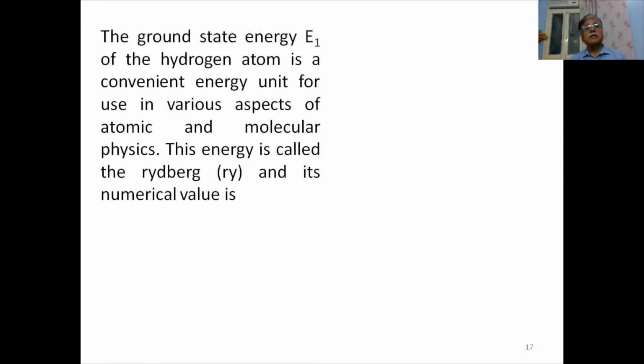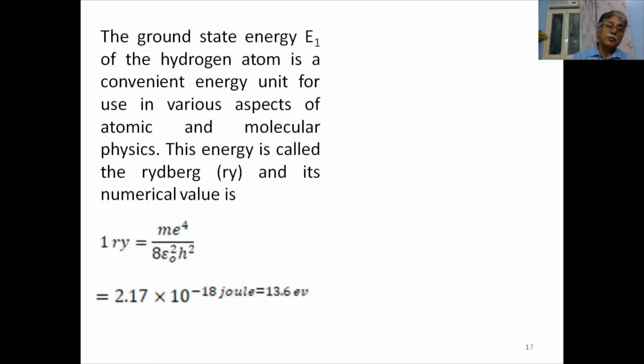Now, the ground state energy E1 of the hydrogen atom is a convenient energy unit for use in various aspects of atomic and molecular physics. This energy is called the Rydberg, and its numerical value is what we had seen outside the bracket, that is, 1 Rydberg is equal to me^4 by 8 epsilon 0 square h square, and this comes out to be 2.17 × 10^-18 joule, or 13.6 electron volt.